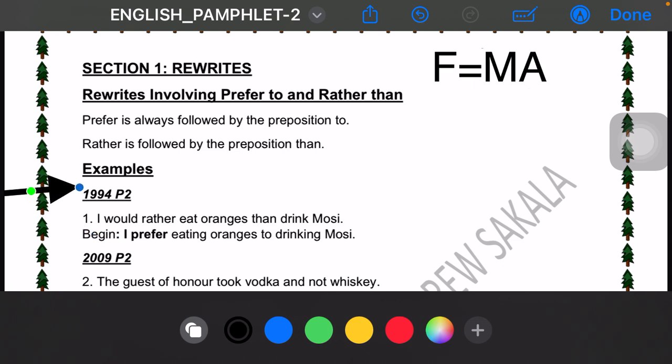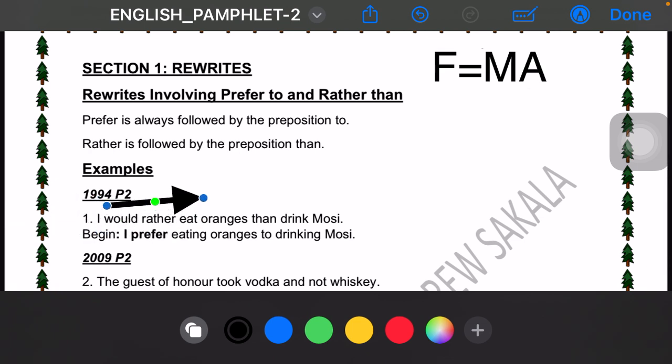For example, here the same example can work. They are under rewrites involving prefer to and rather than. They will always give you what? A sentence, two sentences which you need to join together using what? The prepositions to or than. So where do you need to join in two sentences using to is when you start with what? Prefer. Then where you need to join two sentences using than, you need to start with what? Rather. So each time we start with rather, I would rather, have you seen here?